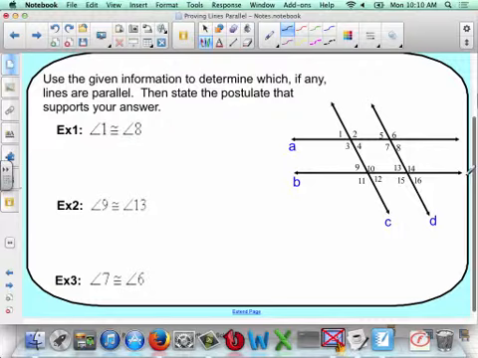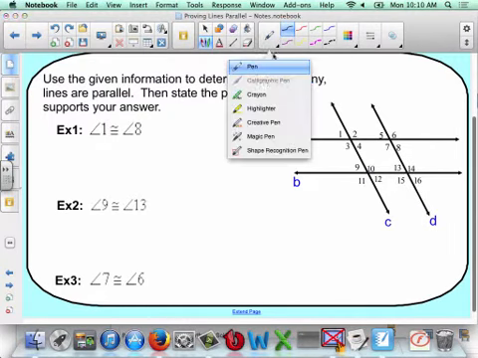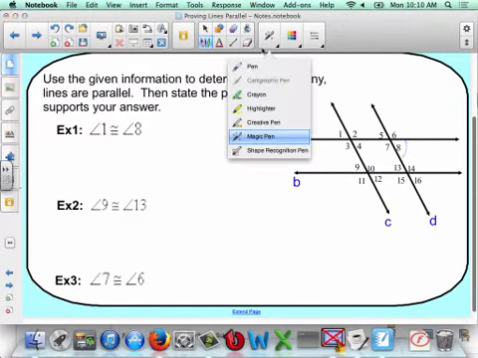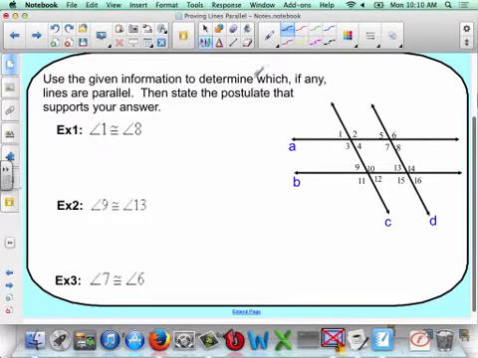Alright, so let's look at angles 1 and 8. Angle 1, angle 8. So angle 1 and angle 8. What type of angles are those? Alternate exterior. For what two lines? For C and D. Okay, so C is parallel to D by, and it's okay to abbreviate, alternate exterior angles.